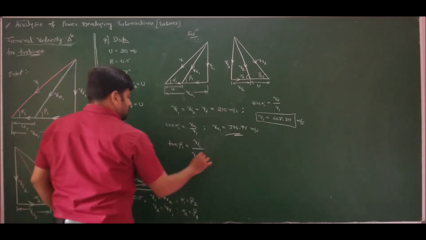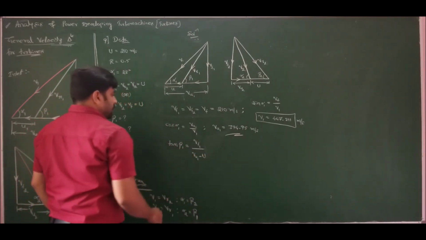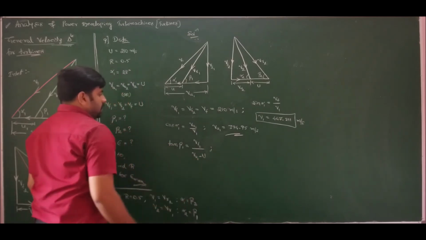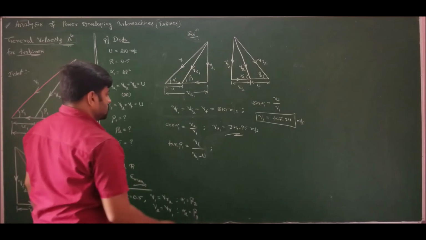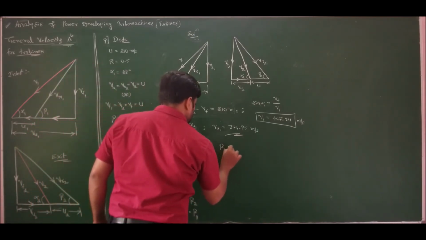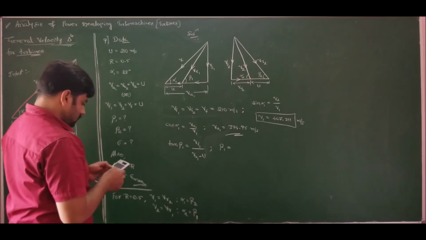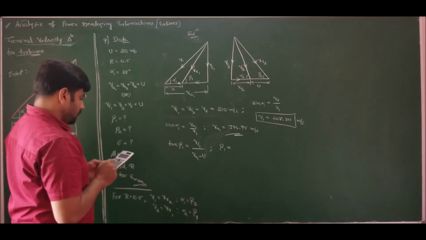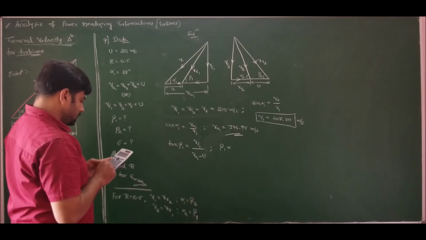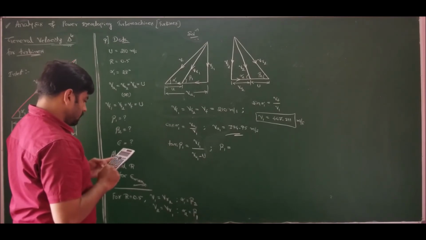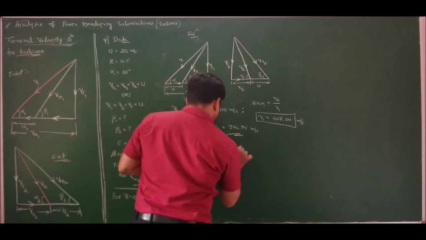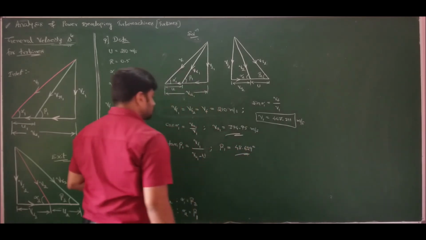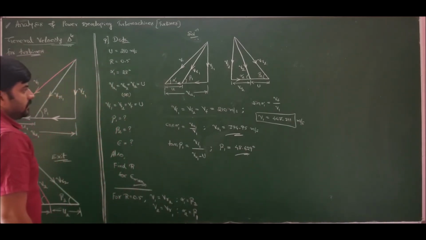Now substitute to this equation to find the value of beta 1, that is tan beta 1 is equal to Vf1 by Vu1 minus U. So beta 1 will be equal to tan inverse of Vf1, 210, divided by Vu1, 394.95, minus U, 210. So beta 1 is 48.629 degrees. By this, I think we have calculated all the values which are required.